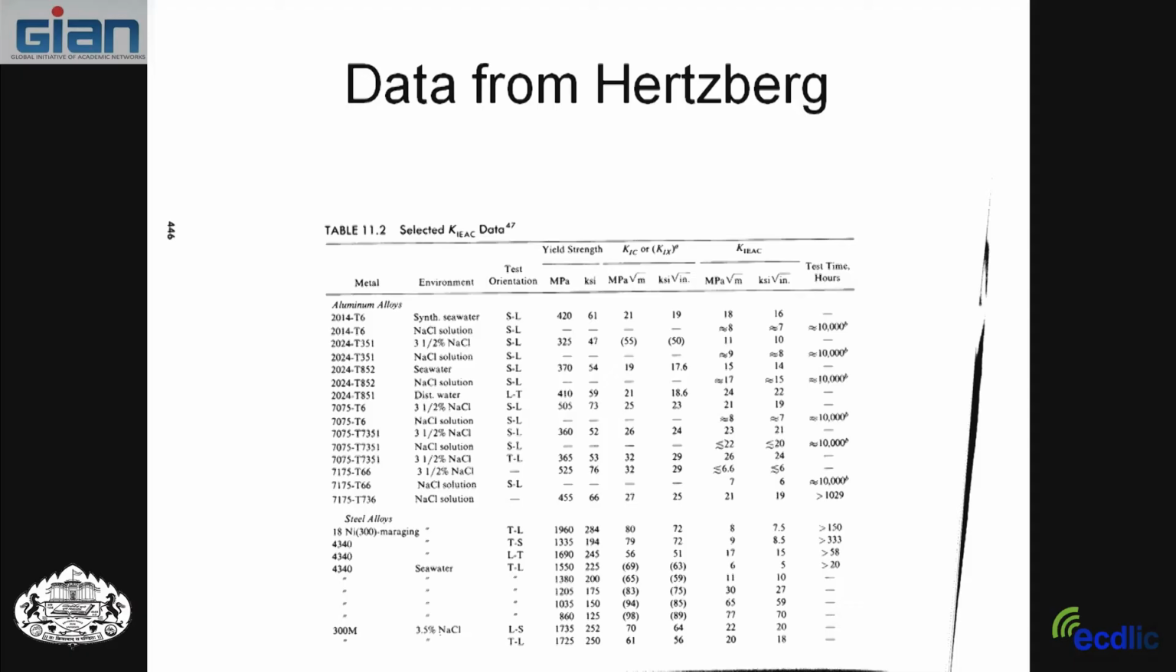If you want to find out where to get data, this is that damage tolerant handbook. They have stress corrosion cracking data. It seems to be scarcer here than it is other places. This is data from Hertzberg. Hertzberg again was one of my textbooks that I recommended. And again, Hertzberg has written more toward the material scientist than toward the mechanics person.